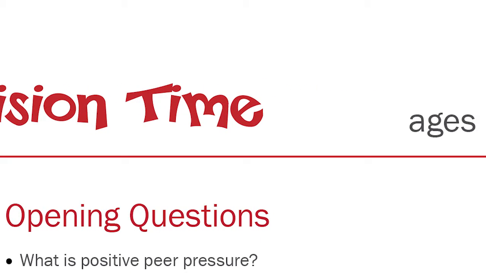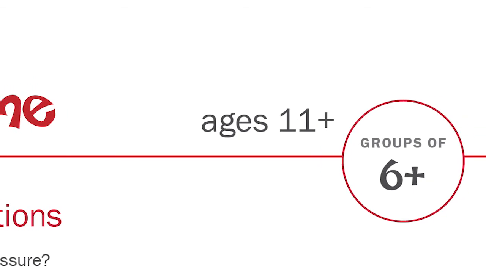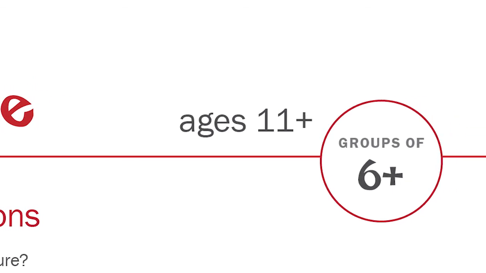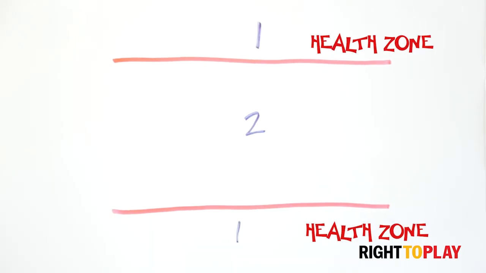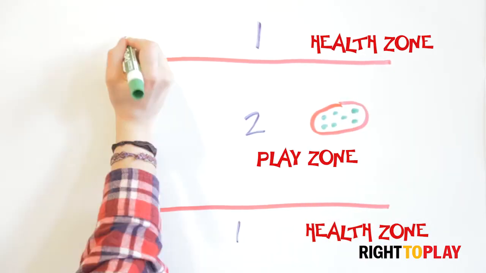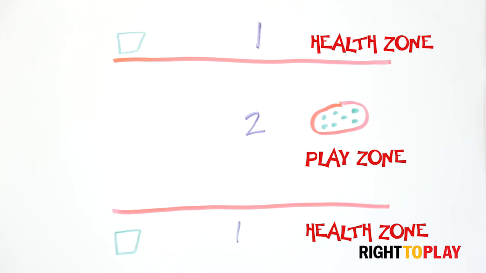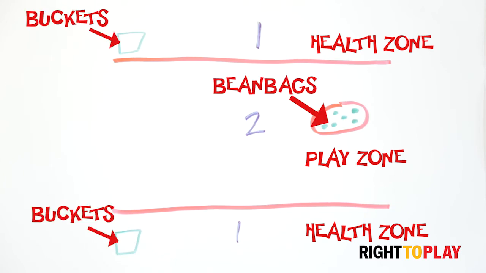To get people moving, refer to the circle on the top right side of the page and divide the participants accordingly. Make sure to point out where the boundaries are and where the health zone is on each side of the playing area. You should also point out where beanbags are and where the empty buckets are.